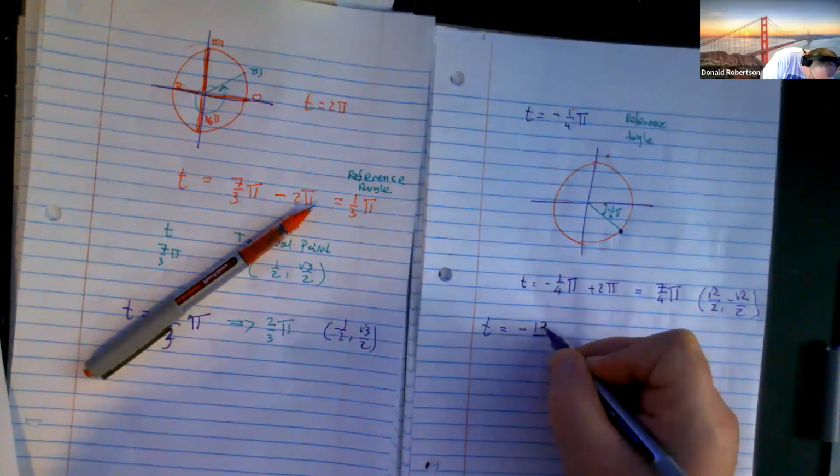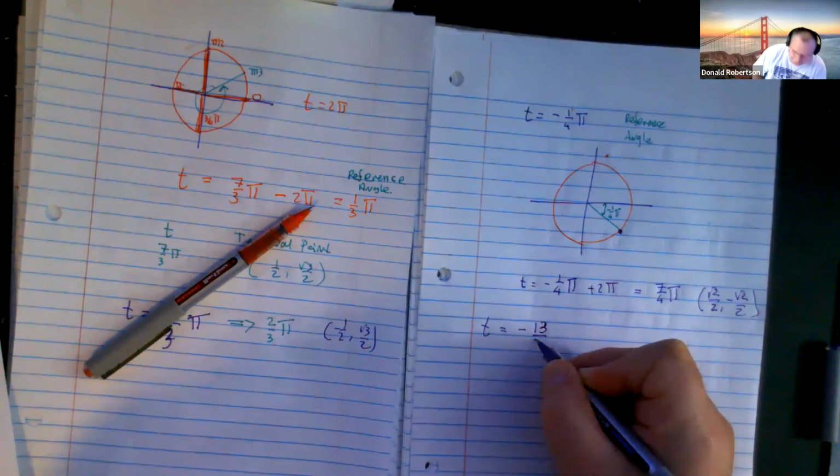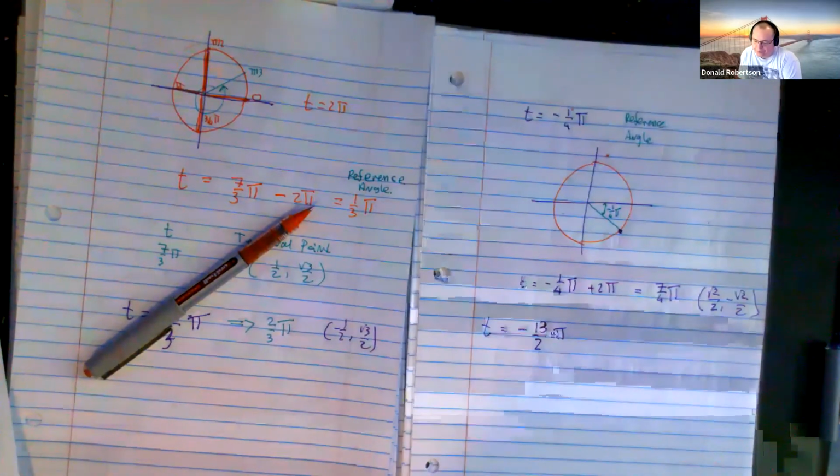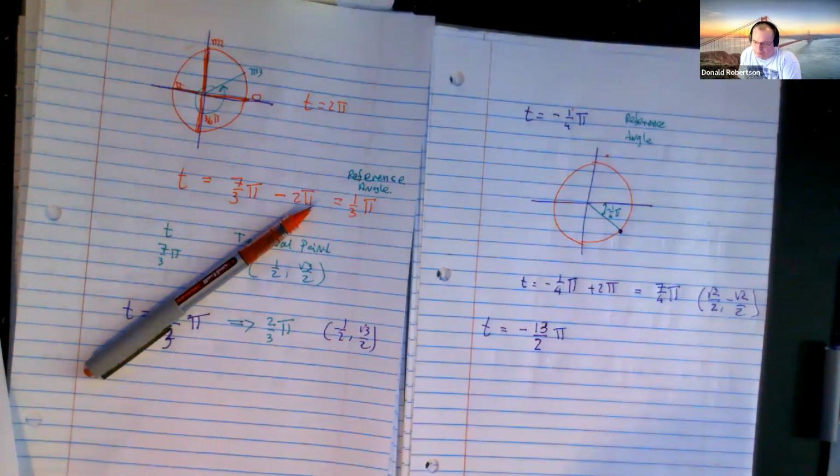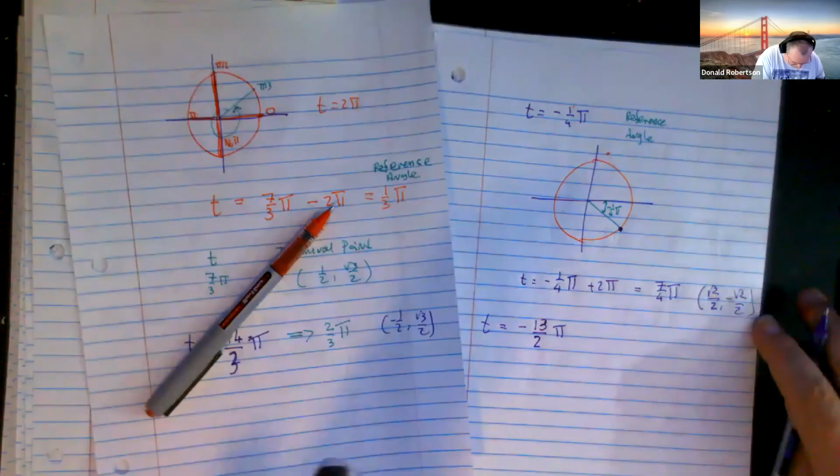Negative 13 halves pi. You agree that's really low, really small? Now, couldn't I just keep adding 2 until I get the right answer? But if you kind of know that it's going to take more than one 2, couldn't you add 4 or add 6 just to save some work? Does that make sense? How much do you think would be a good number to add to this one in just one big go? See if you can do it.